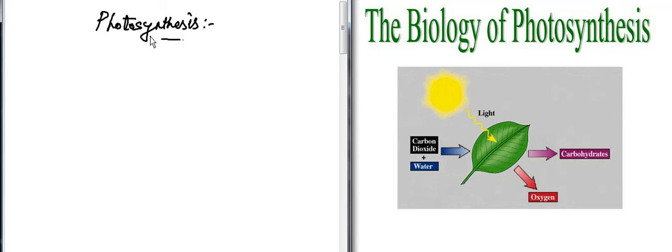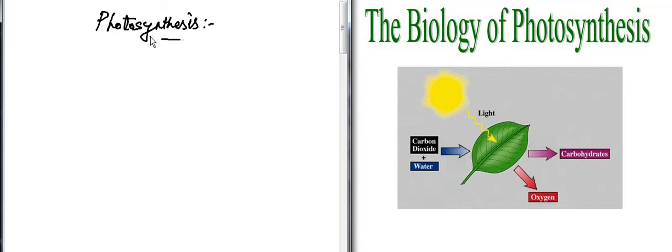So in this diagram we are seeing that a leaf is there, and the sunlight which is falling over it, and with the help of carbon dioxide and the water it's converting into carbohydrate, and oxygen is evolved out.